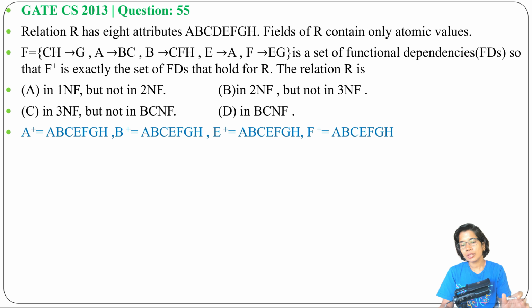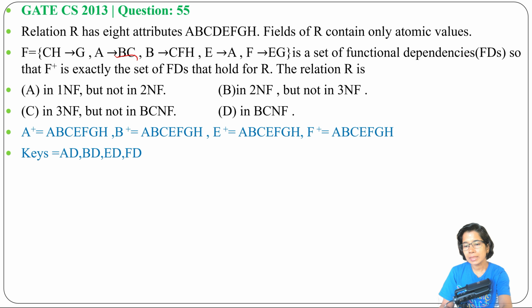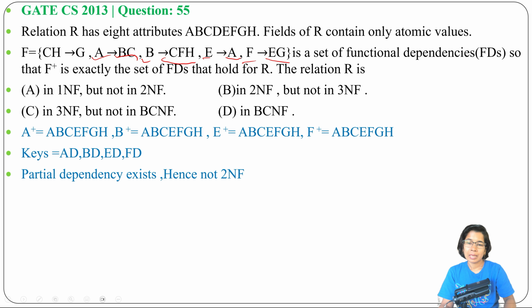So what we'll do, we'll just attach D with these. We can get this set of candidate keys. Key can be AD, BD, ED or FD. Now if you see the functional dependencies, BC depends on A, CFH depends on B, A depends on E, EG depends on F. So there are partial dependencies. Nothing is dependent on AD. All are dependent on part of that key.